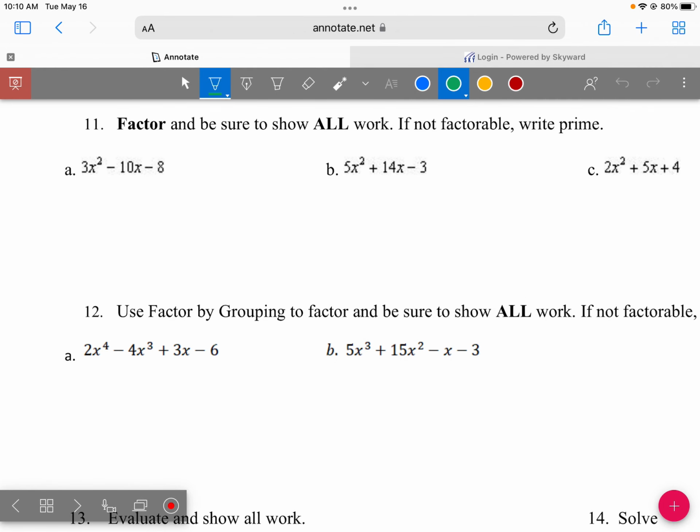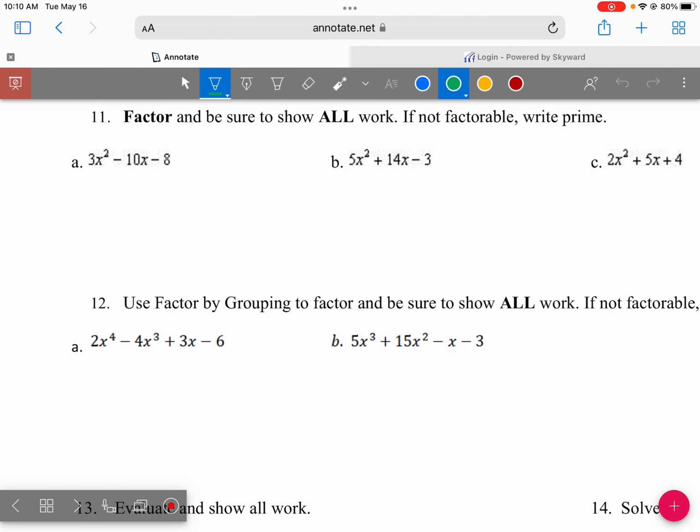How many seconds do you want us to give? I'm done. So page 2. 3x squared minus 10x minus 8.